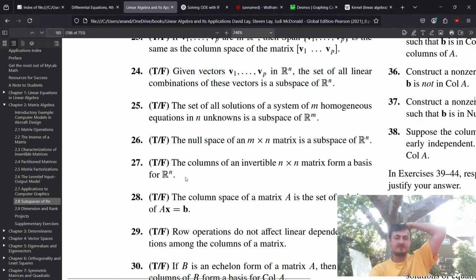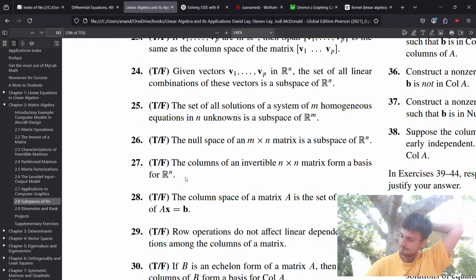27, the columns of an invertible matrix form a basis for Rn. That's true, and it's because of the invertible matrix theorem, those columns are independent. And any set of n independent vectors is going to be a basis for Rn.